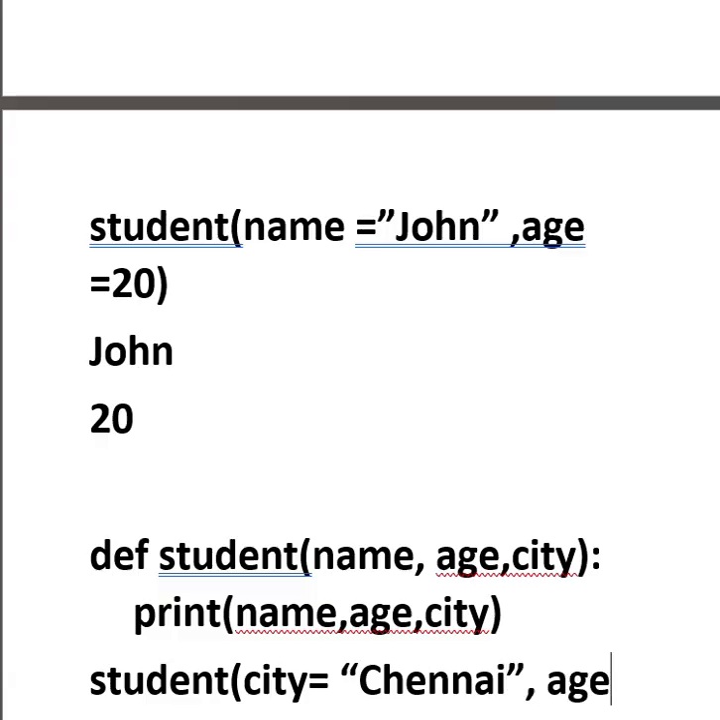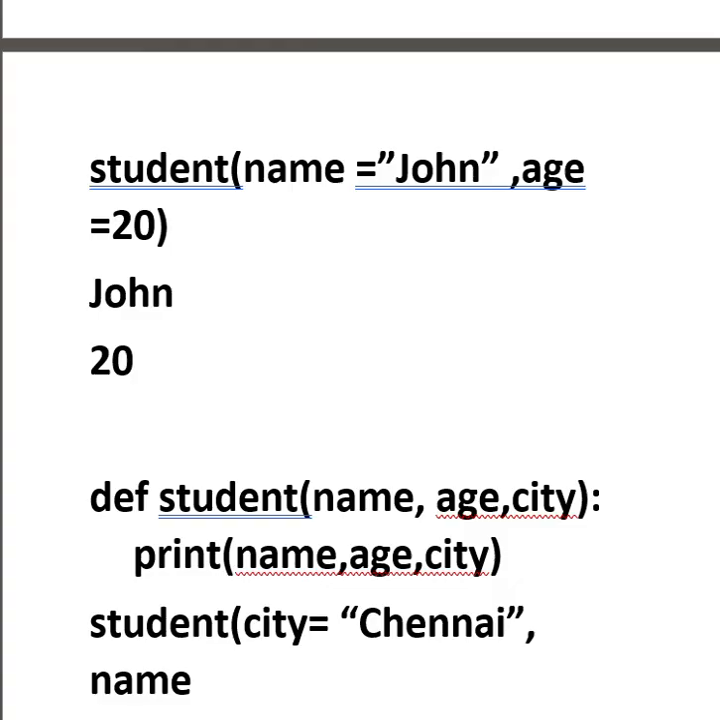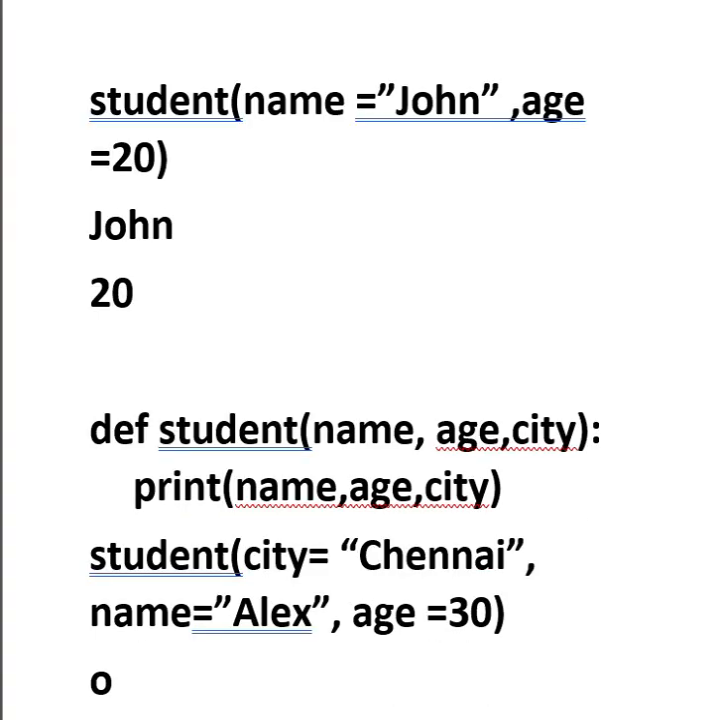Second, name. Name is equal to Alex. Third one is age. Age is equal to 30. What will the output we be getting?